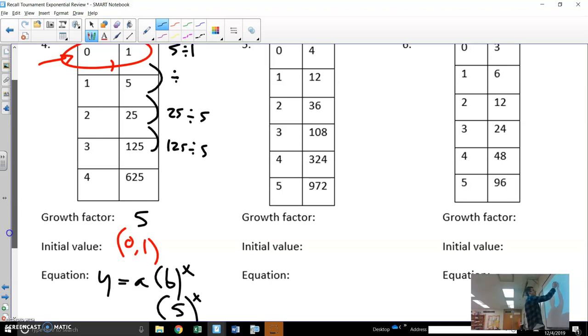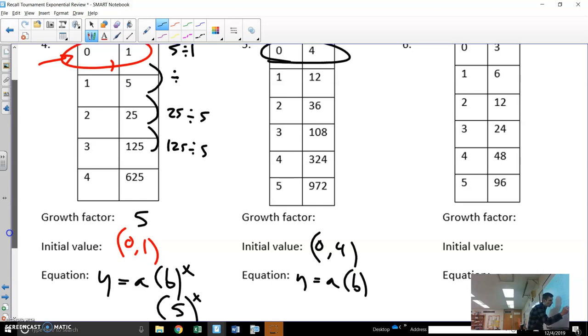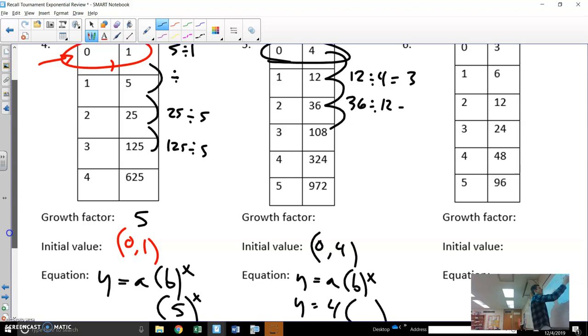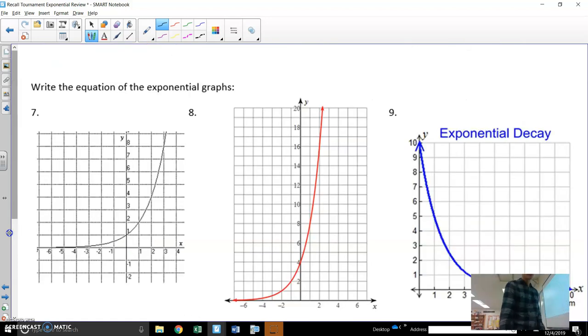So let's do another one similar to that. The y-intercept looks like 0, 4. That's my initial value. So when I go to build my equation, I know it's going to be 4 out front. And then I want to start studying the behavior of these, thinking about division. 12 divided by 4 would be 3, just like 36 divides by 12 to also be 3. So that means my growth factor is 3. This is 4 times 3 to the x power. You try the one next to it.